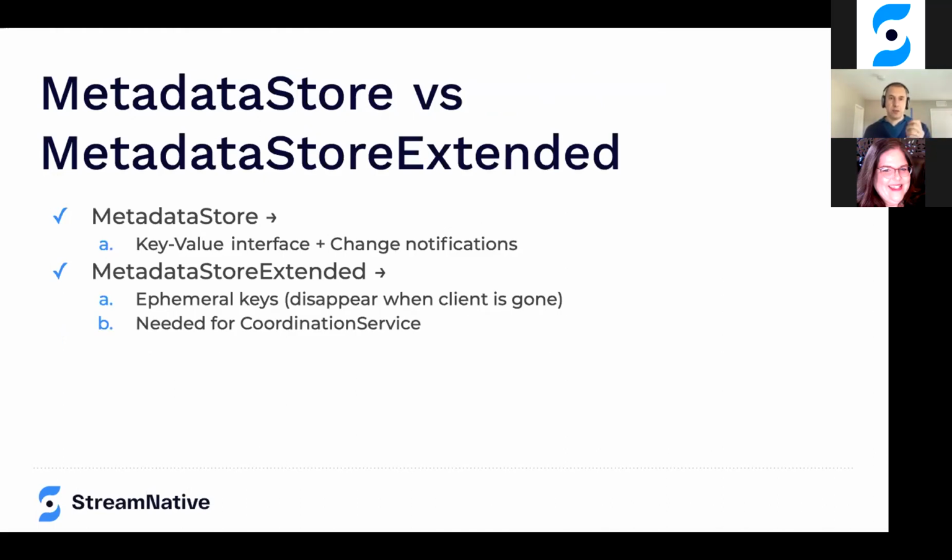And finally, we have these two different implementations here, right? We have the Metadata Store and the Metadata Store Extended. The store is basically a pure key value interface. So if you have to implement these interfaces, what you need is a backend implementation that can support the key value interface plus change notifications. The change notification is important to keep the cache updated automatically. The store extended basically adds one more requirement, which is ephemeral keys. That's what we need for the coordination service. Ephemeral keys will go away if the client is gone.